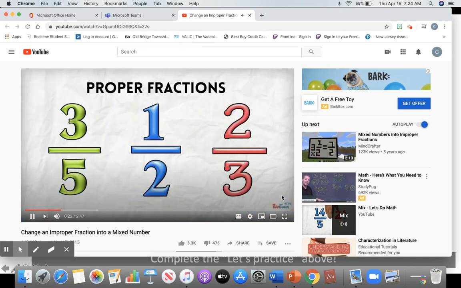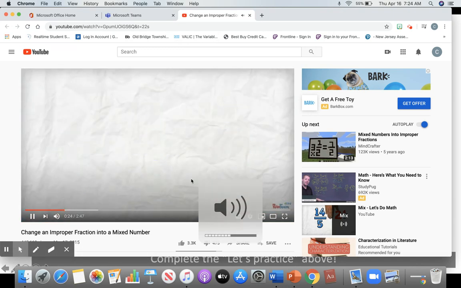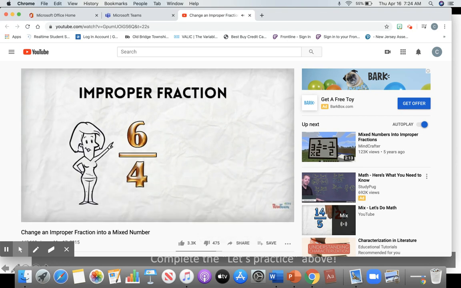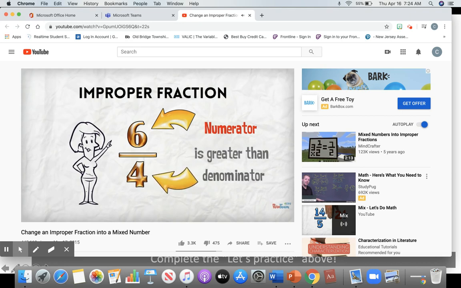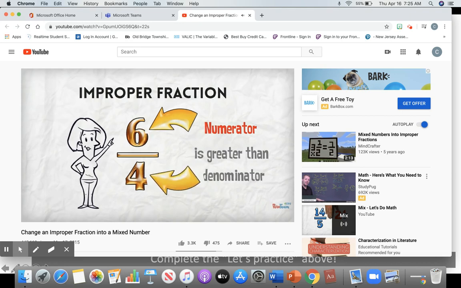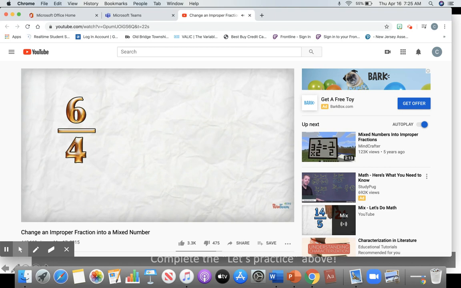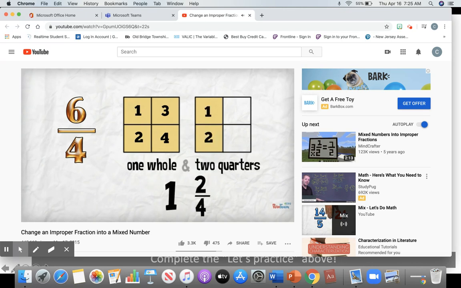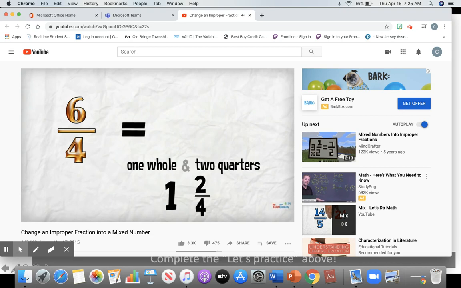The denominator. We're used to seeing this kind of fraction. But check out the improper fraction. It's top heavy. The numerator is greater than the denominator. We have to make sense out of this. 6/4 means 6/4. 4/4 is 1 whole, and we have 2/4 left over. So 6/4 equals 1 2/4.